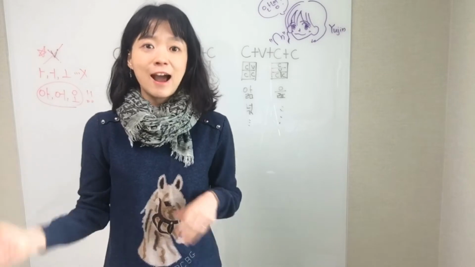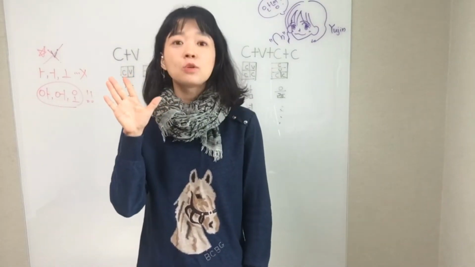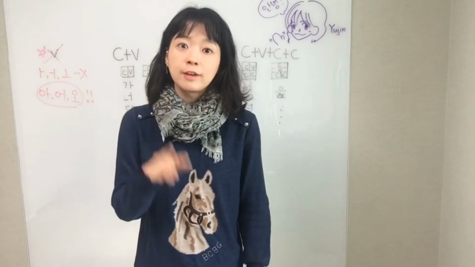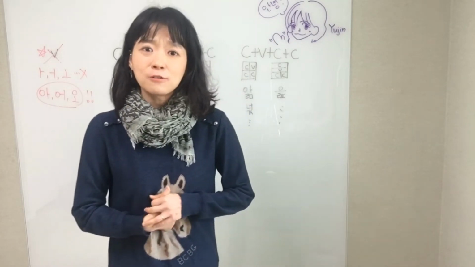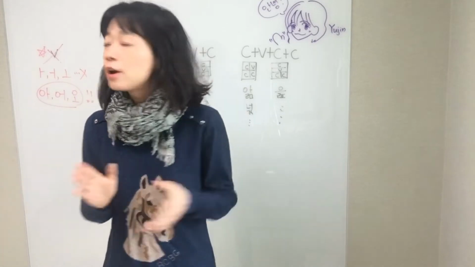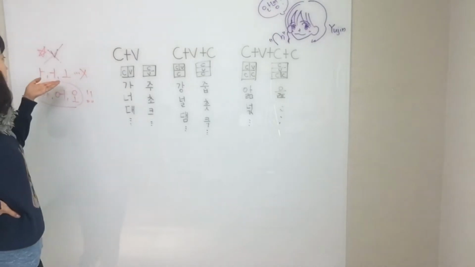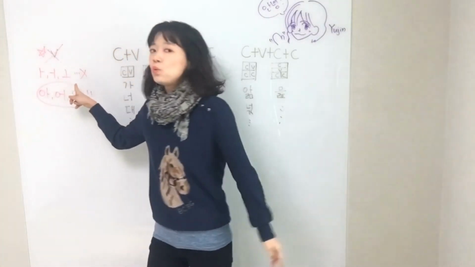So you may think, hey Eugene, what if I want to make a vowel sound like a? Well, do you know the number 5 in Korean? It's o. And isn't it just a vowel sound? Well, you're right. However, we can't write vowels alone. We can't write it alone like this. A, o.